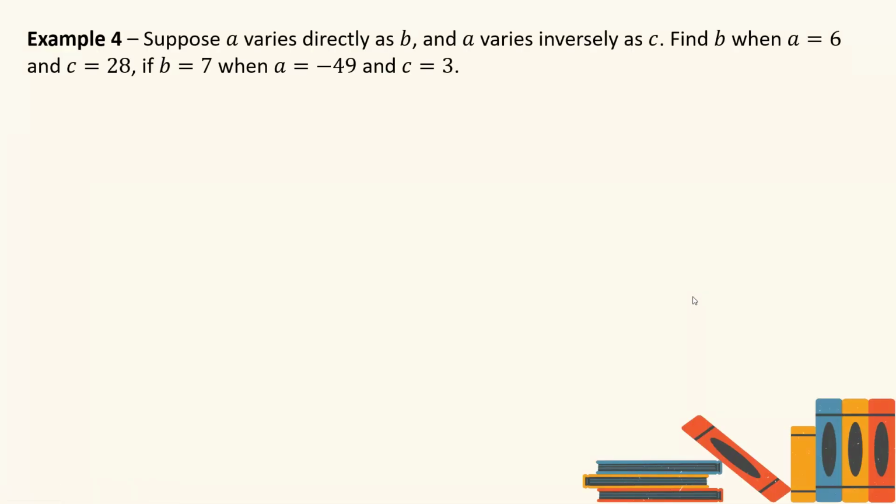Suppose a varies directly as b and a varies inversely as c. Find b when a equals 6, c equals 28, if b equals 7 when a equals -49 and c equals 3. So starting with a1 equals a constant of variation times b1 over c1. For the second values, we have our constant of variation times second b divided by second c.